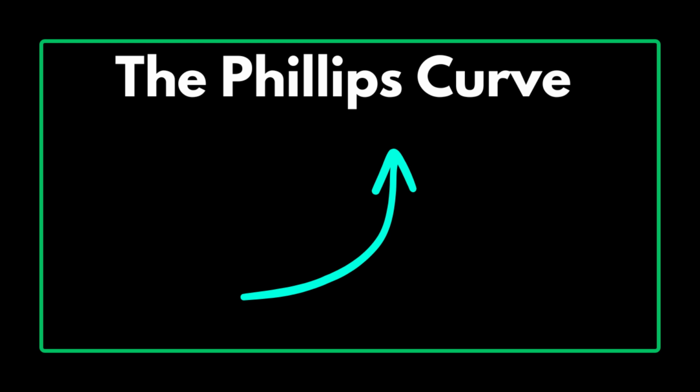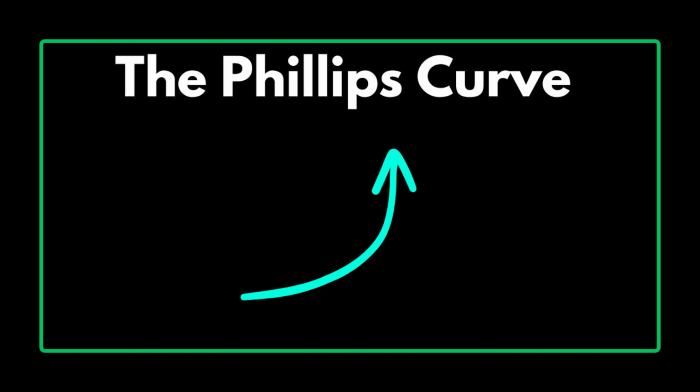Some economists, including Milton Friedman and Edmund Phelps, argued that the relationship between inflation and unemployment was not as simple as originally thought. They introduced the concept of the natural rate of unemployment, which suggests that there is a level of unemployment that the economy naturally gravitates toward, regardless of inflation.